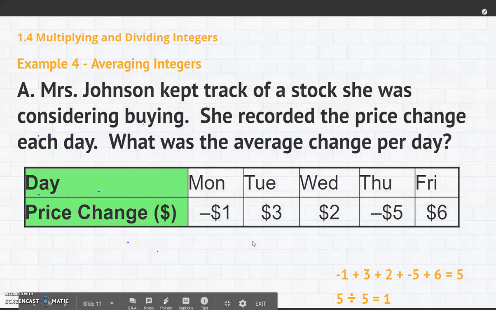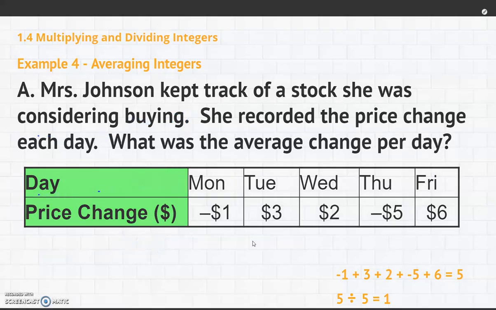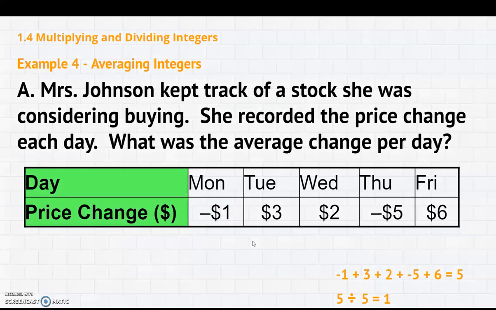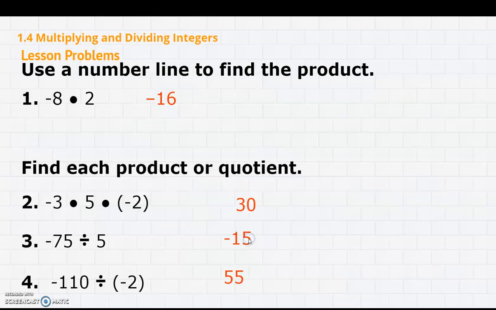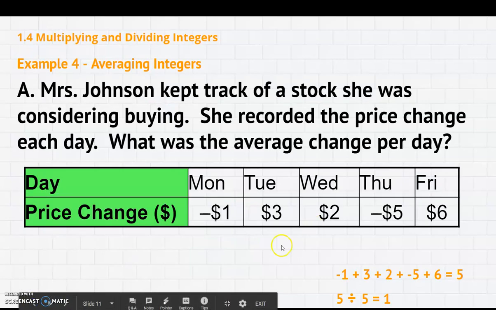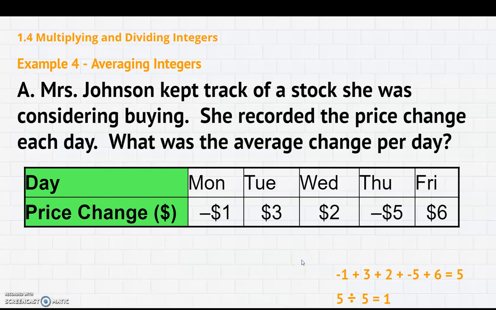And we have a word problem here. This word problem deals with average. Okay. And we have to remember what average is. And I know last year you worked with mean, median, and mode. Average is the same as the mean. So we have Mrs. Johnson kept track of a stock she was considering buying. She recorded the price change each day. What was the average change per day?